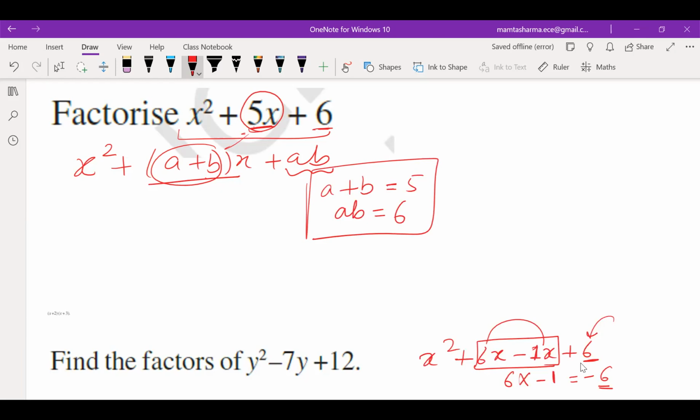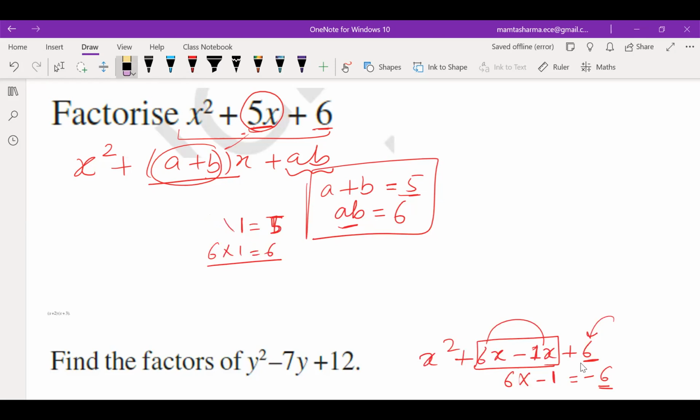Is there any 2 term? Can you divide 5 in 2 terms such that its multiplication will be 6 and its addition will be 5? There is only one possibility: 3 and 2. Their addition will be 5 and their multiplication would be 6. It can't be 6 and 1. Some children are saying it is 6 and 1. 6 plus 1 would be 7, and 6 into 1 multiplication is correct, but addition is not correct. After adding you should get 5 only.